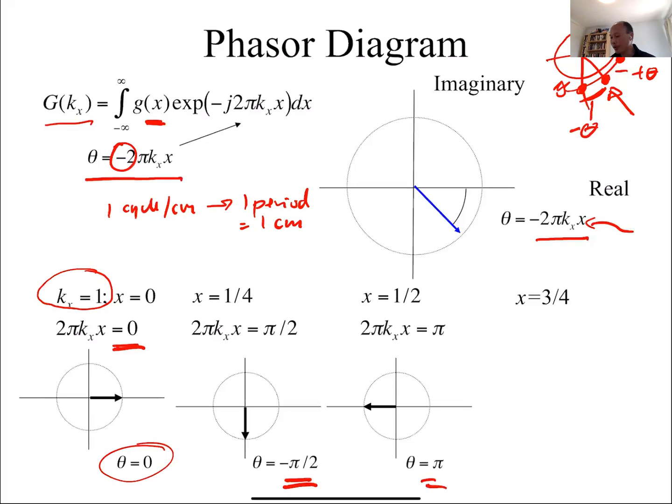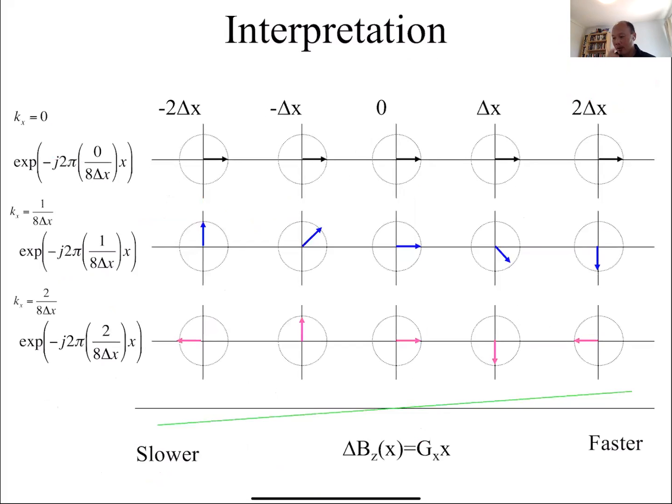And here we're at x equals 3/4. So we've gone 270 degrees around. And so here we can say that the phase is 3 pi over 2, but that's also the same as theta equals plus pi over 2. Okay, so going 270 degrees this way is the same as going 90 degrees the other way. So this is then another way of looking at that.